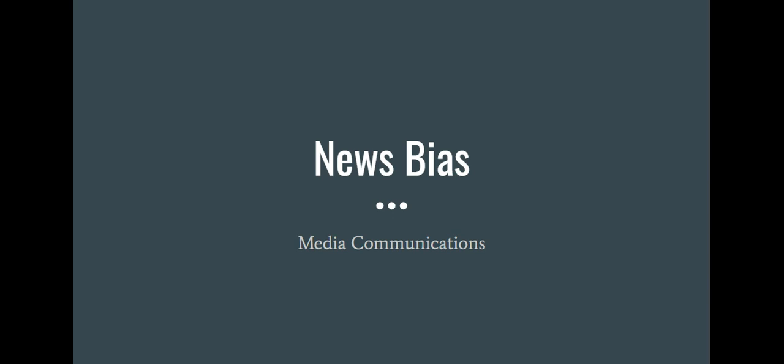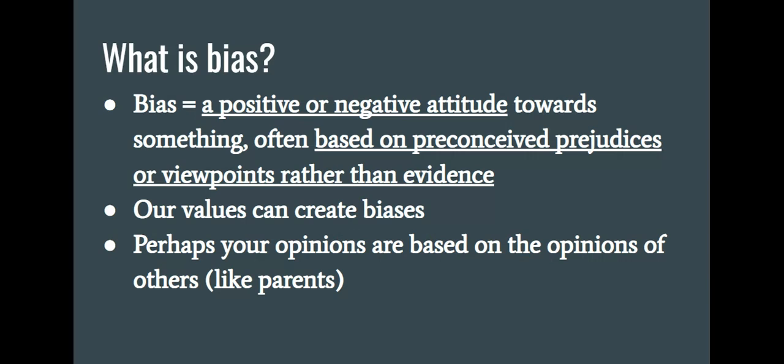And often we only think about getting the facts or the information from our news, but I also want you to consider how that news is portrayed or given to you. So to begin, I want us to focus on this word bias and understand what this word means and how it might affect our understanding of the news. So bias, the actual definition, is a positive or negative attitude towards something based on preconceived prejudices.